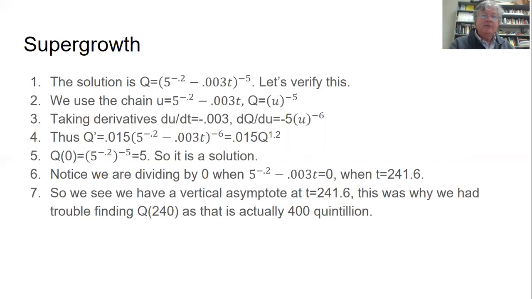Okay, now we can see what the problem is. Because q is something to a negative power, that means we're dividing by something. So when that something we're dividing by becomes 0, we get problems. And so that asymptote is going to be when that number equals 0, and that happens at t equals 241.6. So we have a vertical asymptote when t equals 241.6, and that's why we had that trouble finding q of 240, because if you plug that number in, because it's very close to 0, and we reciprocate it, and we take it to the 5th power, that's actually 400 quintillion. So you get millions, billions, trillions, quadrillions, quintillions. It's a really, really big number. It's a ridiculous number.